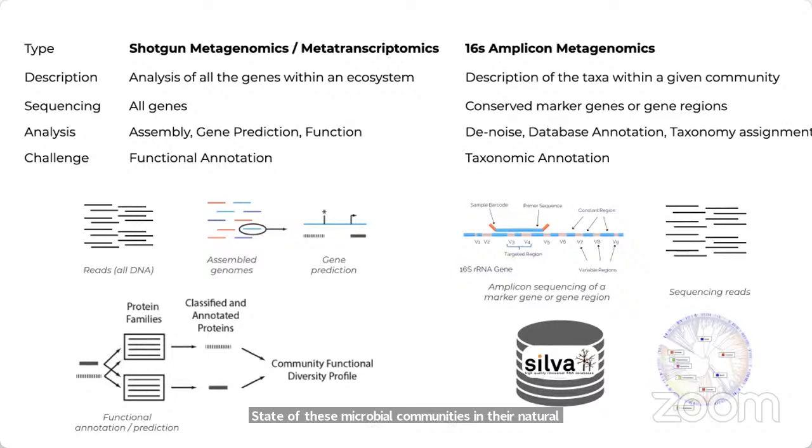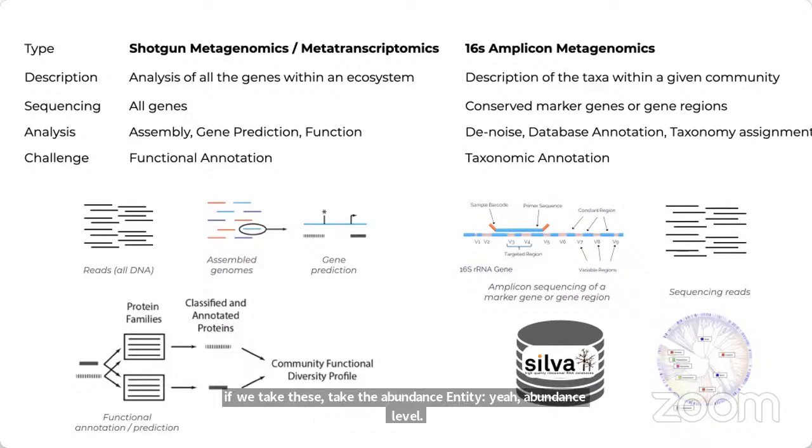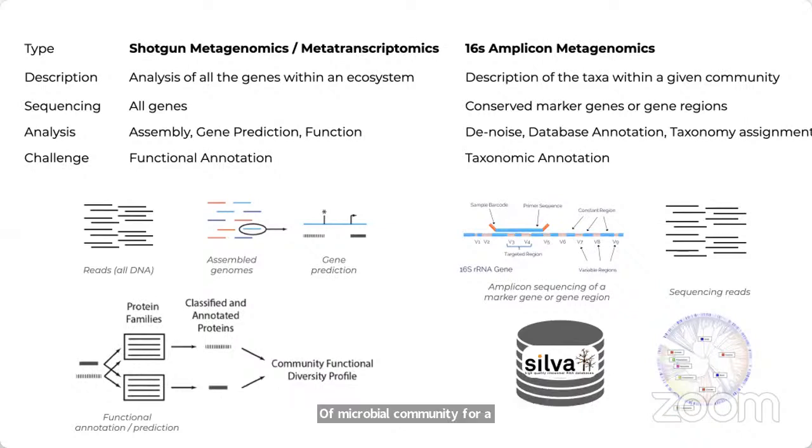So if we take the abundance level of the microbial community for a diseased state and compare it with a healthy state, we are bound to see differences in a specific set of genus or phyla of bacteria that can generally be related to be the marker bacteria or marker species for that specific diseased state in general.